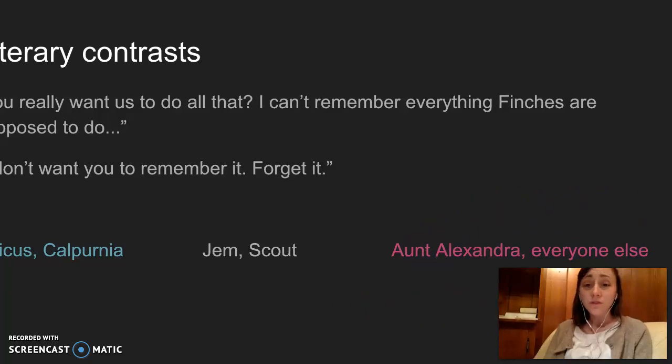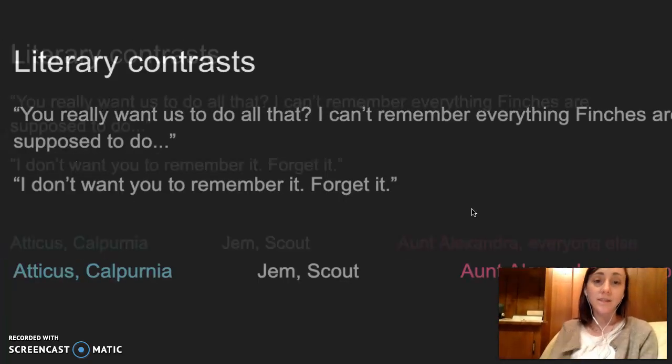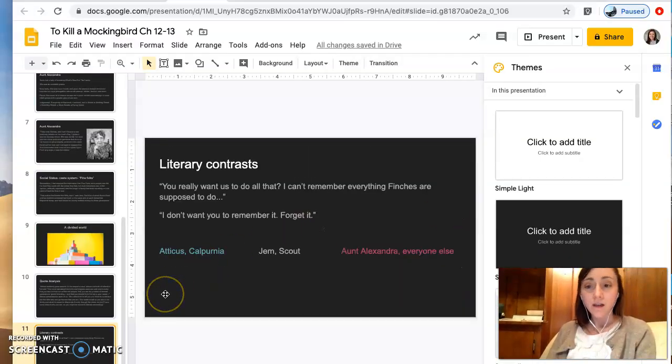So Scout and Jem are stuck in the middle between the authenticity of Atticus and Calpurnia and the absolute foolishness and lack of wisdom and cultural filth that is the appearance and airs of Aunt Alexandra and everyone else in the town. And so we'll see how this plays out as we continue, and I'd like you to discuss some of those differences and challenges today or whenever it's assigned on Flipgrid.